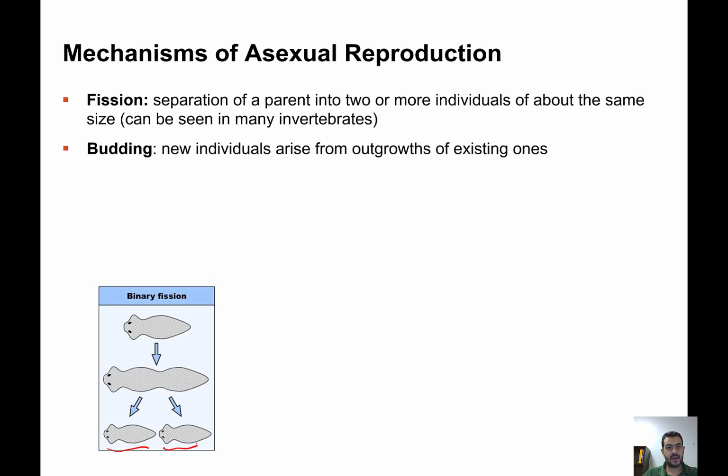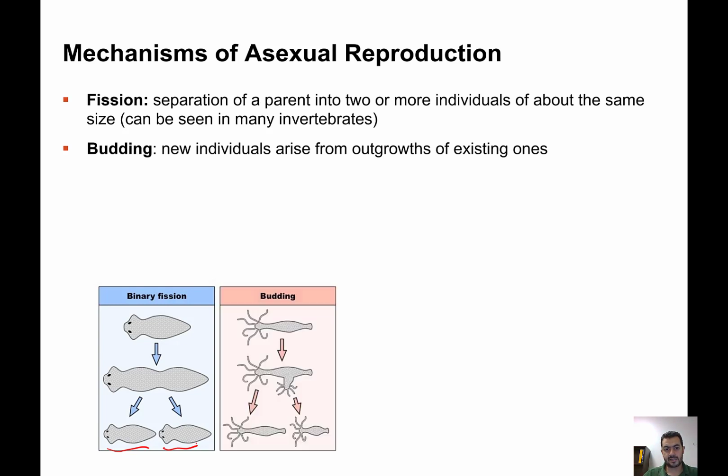And then we have another method of asexual reproduction, that's budding. So budding, new individuals arise from the outgrowth of existing ones. As you can see here, this is a hydra. So what is happening? The rate of cell division increases in certain areas of the body.